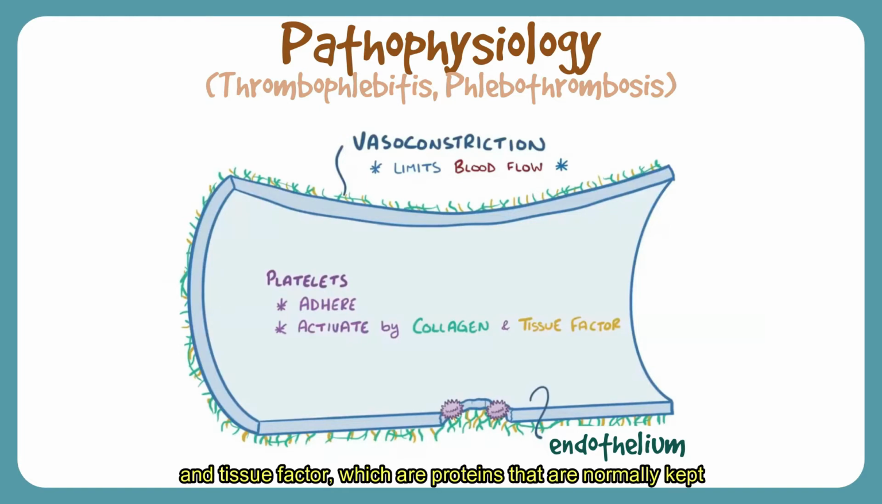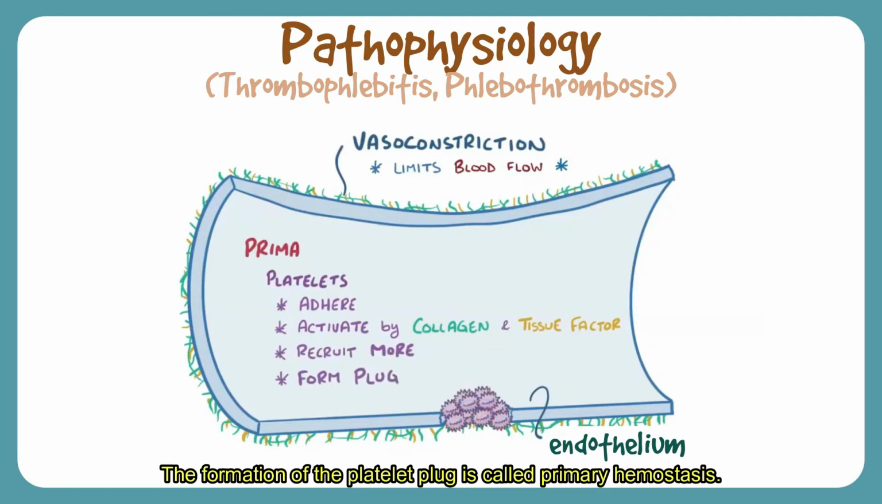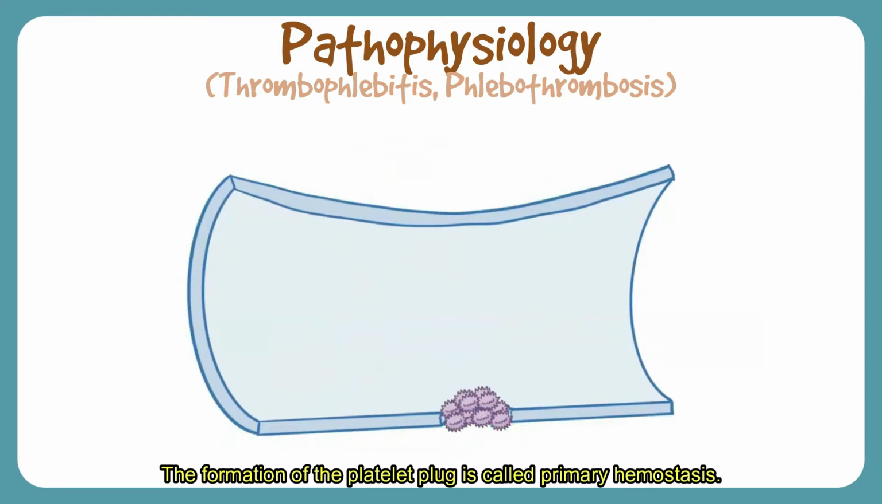and tissue factor, which are proteins that are normally kept separated from the blood by an intact endothelium. These platelets then recruit additional platelets to form a plug. The formation of the platelet plug is called primary hemostasis.